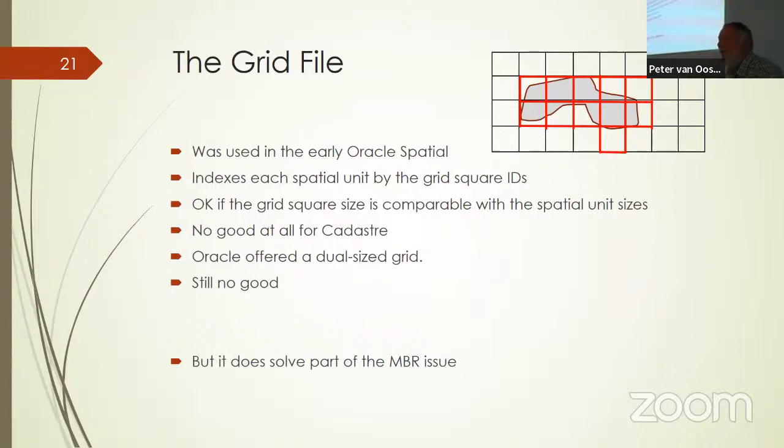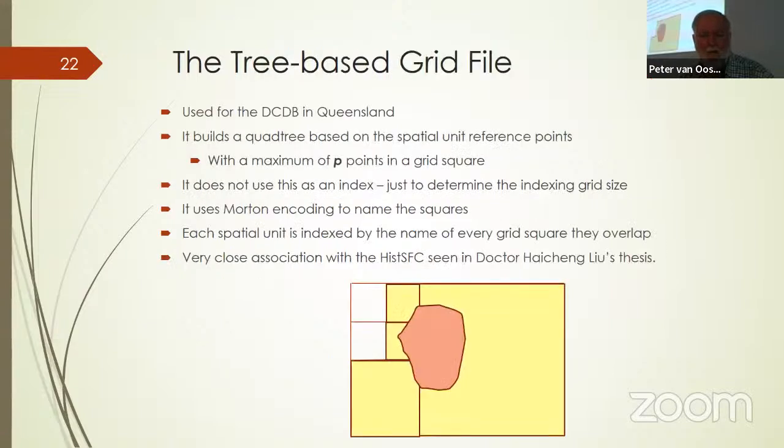On the other direction, a very old system was the grid file. I think Oracle used this in some of their early spatial data. They simply divided the whole area up into rectangles and indexed things depending on which ones they fell on. But it doesn't work for Cadastre. They did work then on a dual size grid so that large areas could go into one grid and small ones into another. And there was a system called the oversized shelves method of storing. But what I really want to talk about is the one that we worked on in Queensland.